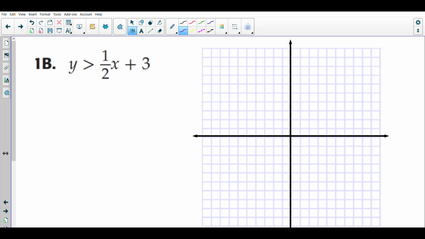Okay, again now y is greater than 1/2 x plus 3. Well, this is in y equals mx plus b form. I'm going to stick with it. Okay, so start with your intercept 3. Then your slope up 1 over 2, and now it's just a greater than symbol, no equal sign, so I'm going to use a dashed line.